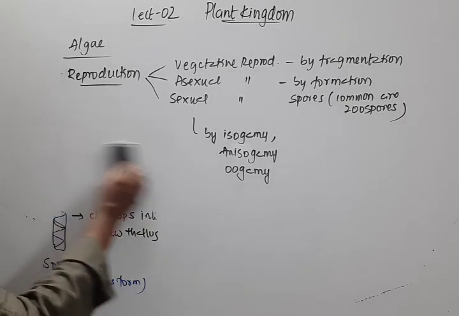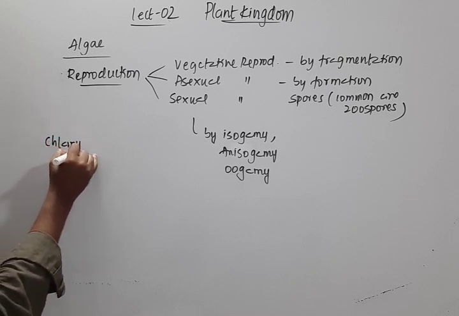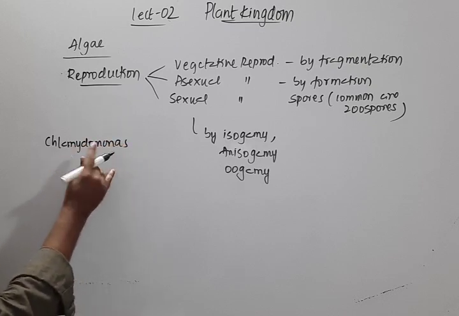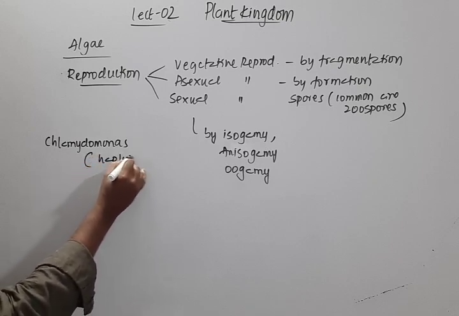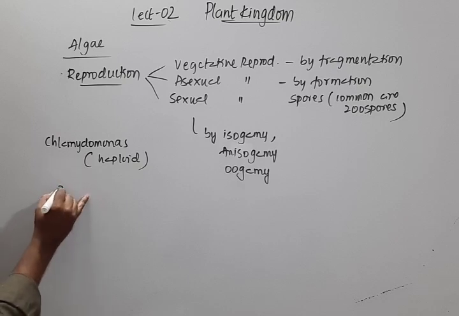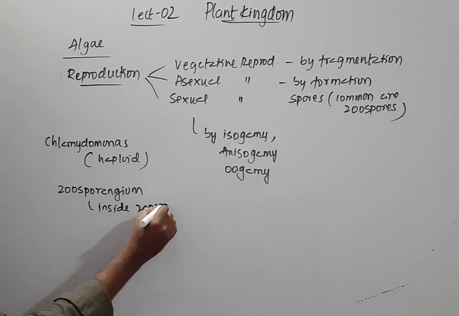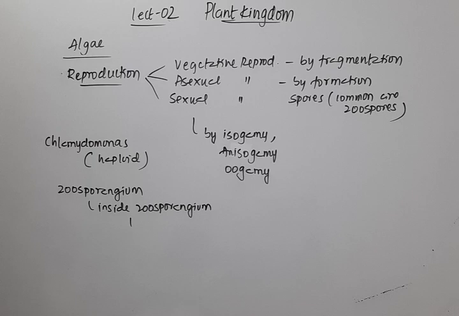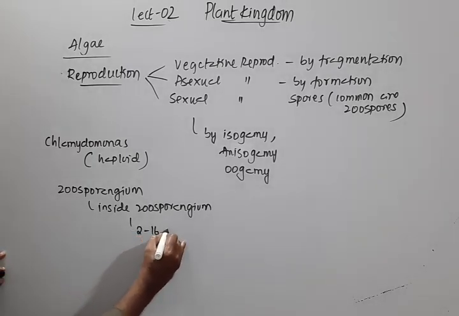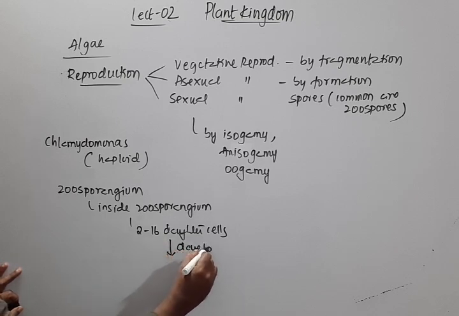Then the next one will be by formation of zoospores, for example in case of Chlamydomonas. This is a unicellular alga and it is haploid, the thalloid body. It develops a zoosporangium, and inside the zoosporangium the cell divides and gives off 2 to 16 daughter cells, and these develop into zoospores.